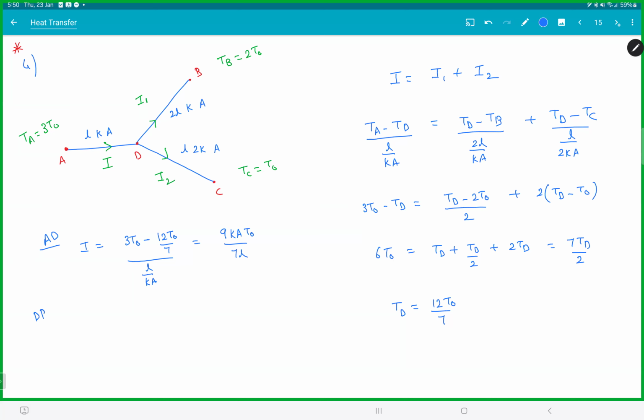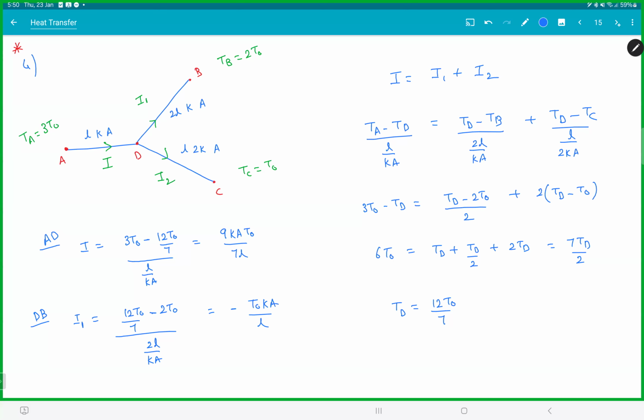Now from D to B, it's I1, which is TD, 12T naught by 7. Yeah, this is negative, see? So it's fine if you take something wrong. The science will take care of it. I assumed it is positive, but actually B is giving heat. This guy is 7 to 14 minus 2. 2 will cancel. Minus T naught KA by L.